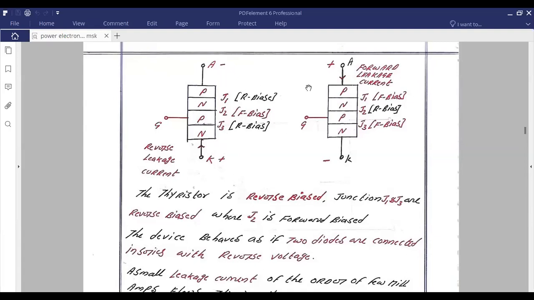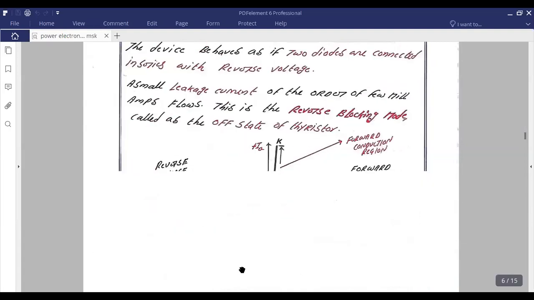Okay, so these two states can be represented here like this. Is it visible?